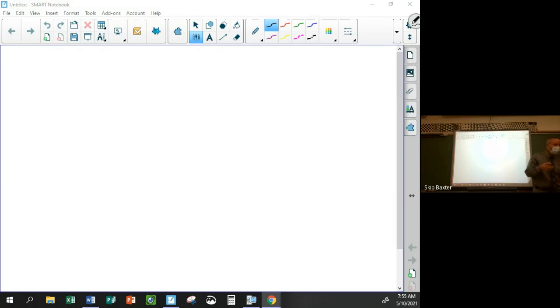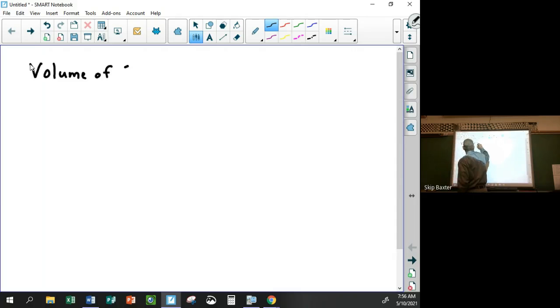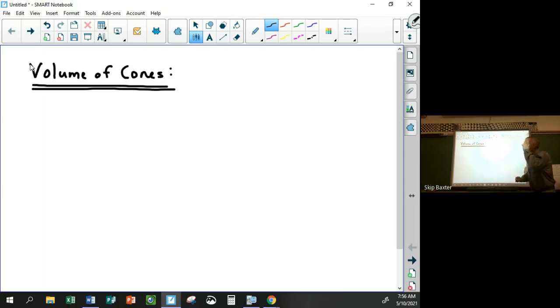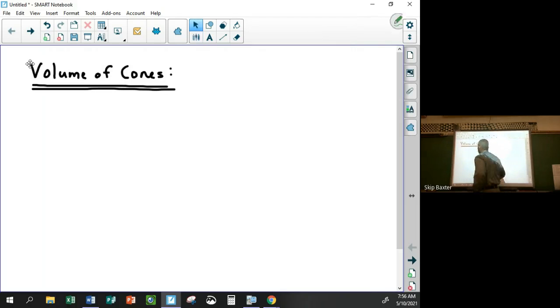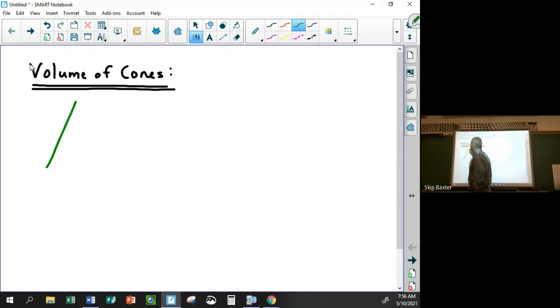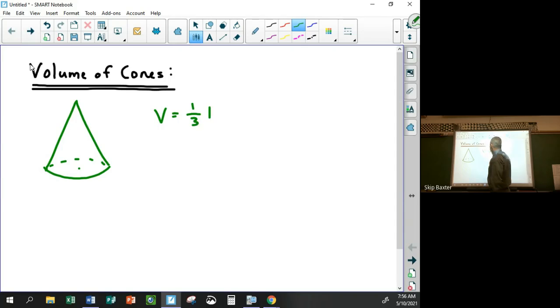So on Friday we talked about volume of a pyramid, and today is volume of cones, naturally, right? This is all very predictable because cones are just a special type of pyramid in which the base is a circle, right? So if we have a cone like this, we know that the volume is 1/3 base times height because that's the volume formula for a pyramid.